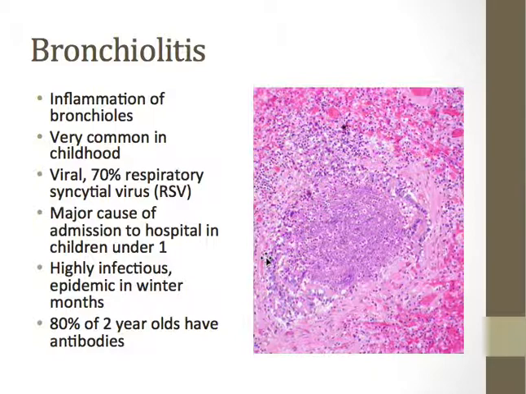Bronchiolitis is really common in childhood. It's viral, and 70% of cases are estimated to be caused by respiratory syncytial virus, this one RSV. It is the single major cause of admission to hospital in children under 1 in this country, and it's highly infectious, reaching epidemic levels in the winter months. By the age of 2, 80% of children have antibodies to RSV, so most will have been exposed, though not all will have got clinical bronchiolitis.